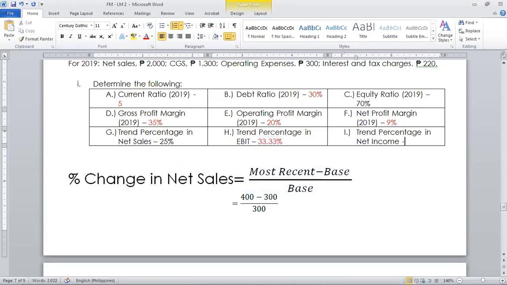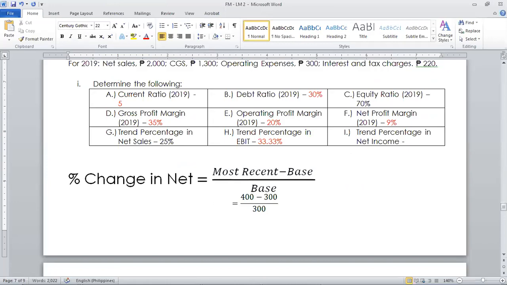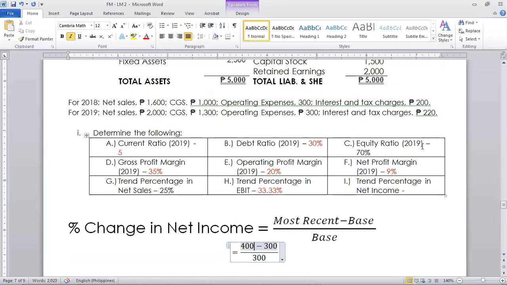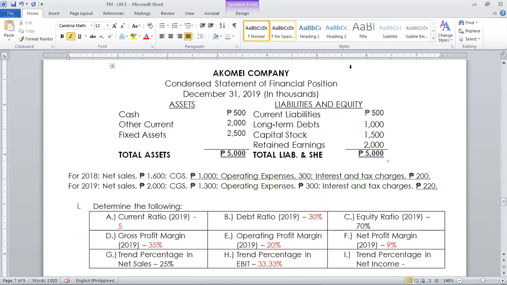How about letter I? Who would like to answer letter I? Okay, I'll be the one to choose. How about Apple Loriaga? Are you able to answer the question? Will you be able to answer the question now?